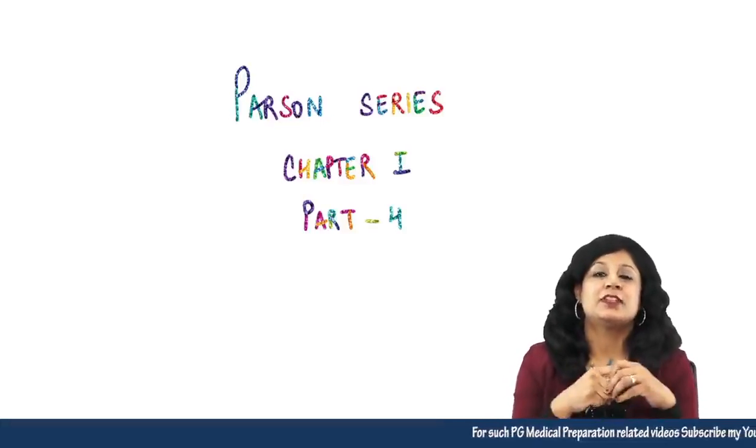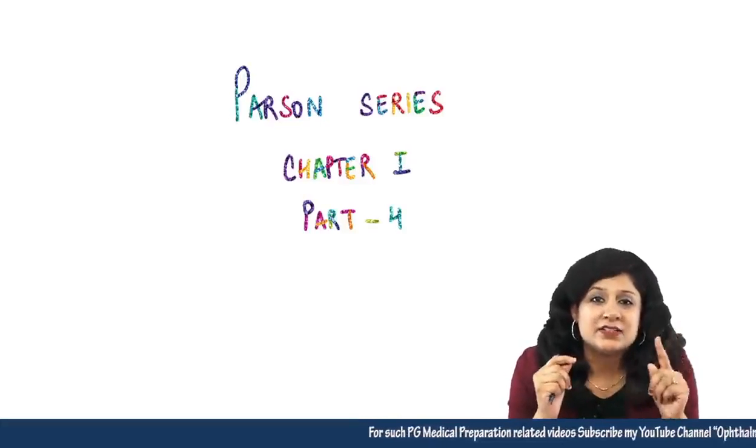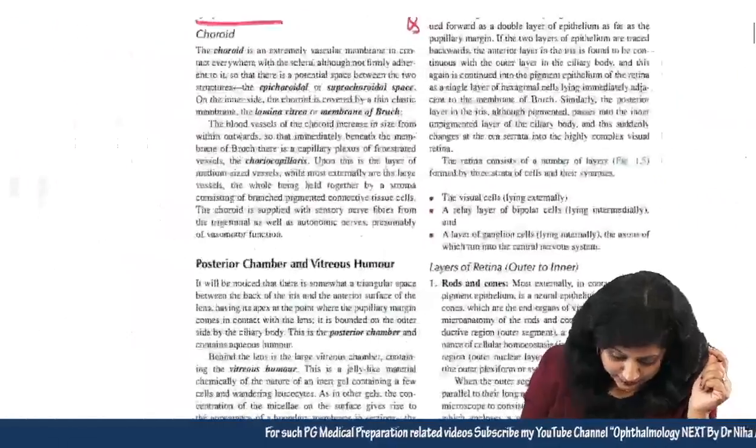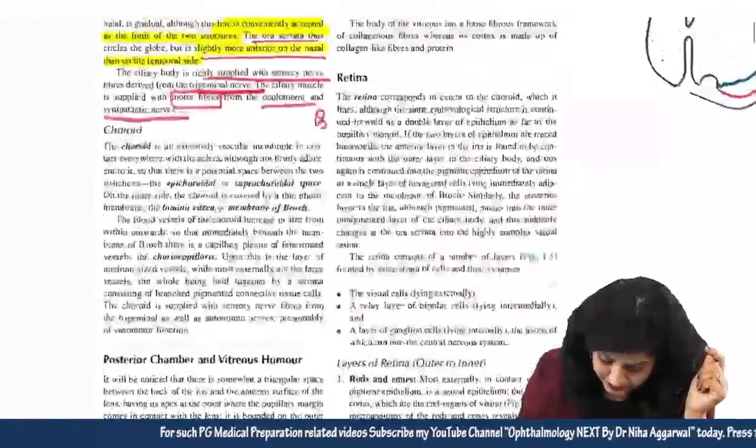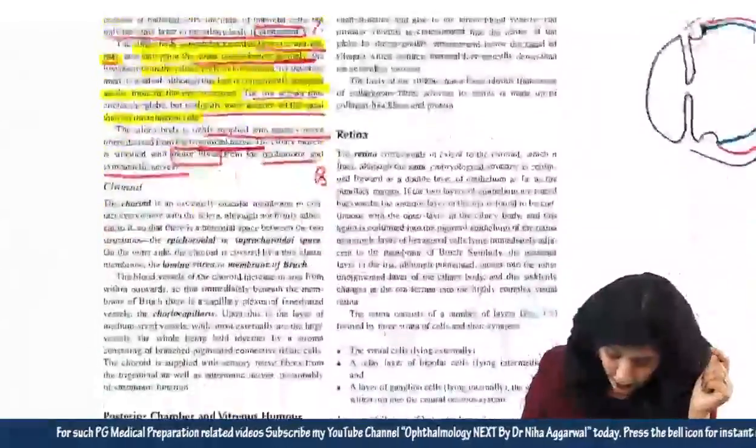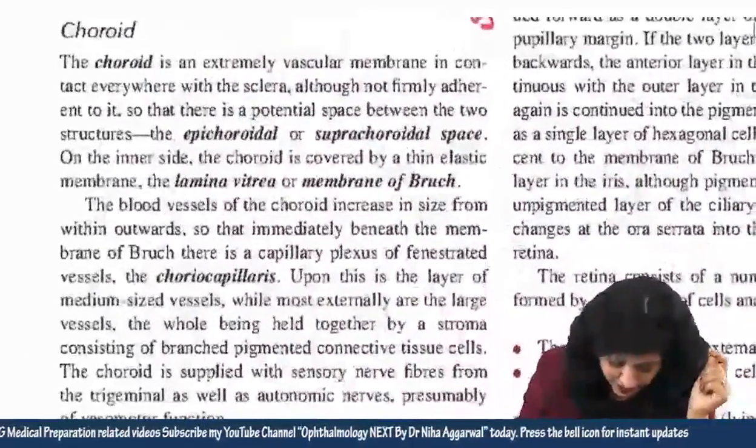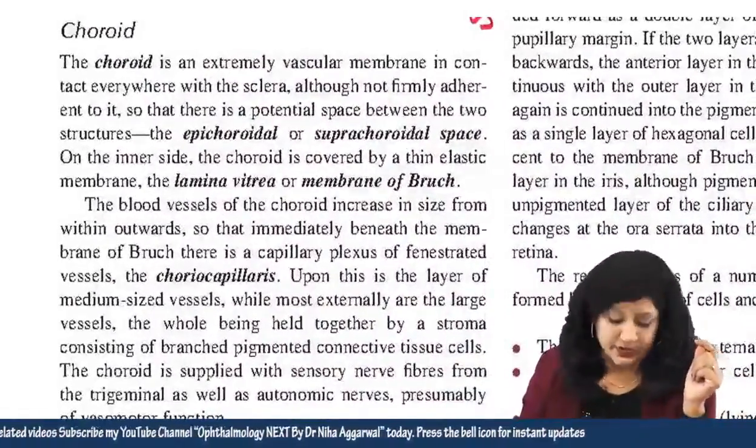We are continuing with chapter number 1, and this is part 4. We are already done with most of the anterior segment, and now we are starting with the posterior part. Let's start with the choroid.